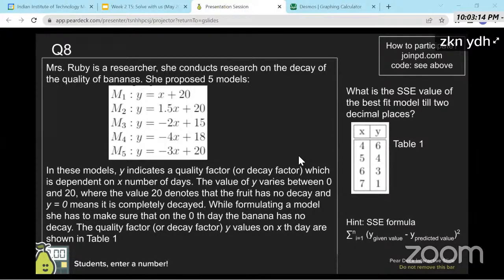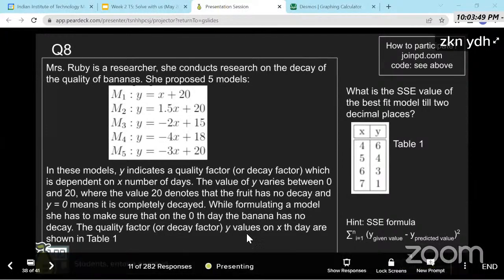We can discuss that. But I want you to quickly tell me this. What is the SSC value for the best fit till 2 decimal places? If you are using all 5 models, then I would say you are going in the wrong direction. So we will find M5, sir. So where the y remains 20, yeah, M5. Okay, we can just discuss that later.